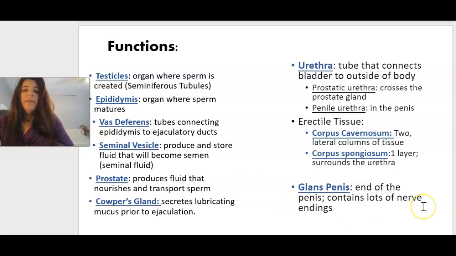Erectile tissue: the corpus cavernosum, there's 2 lateral columns of tissue, and then the corpus spongiosum, which is 1 layer that will actually just have the urethra sit right inside. And then the glans penis is at the end of the penis. It contains lots of different nerve endings.